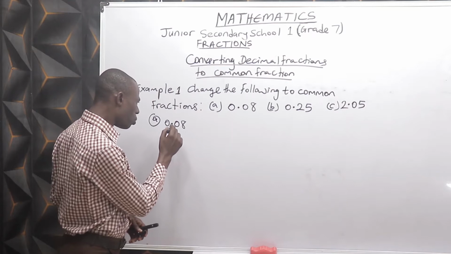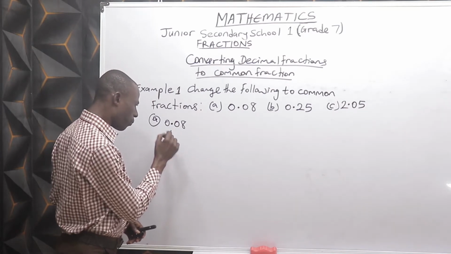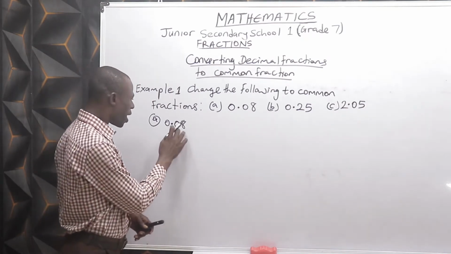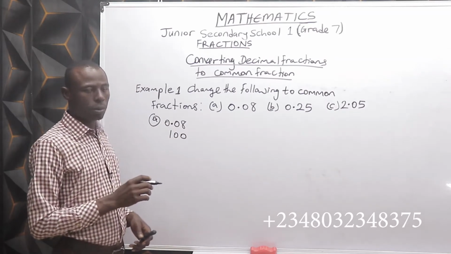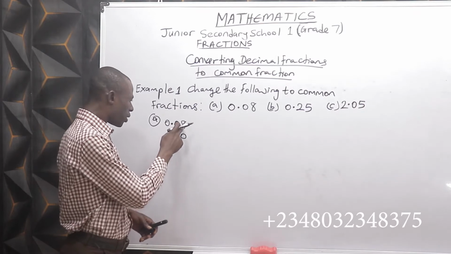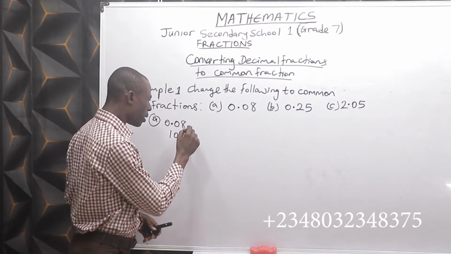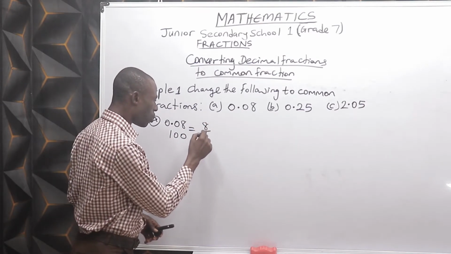Look at what I want to do. Under this decimal point, put figure 1. Under every other digit here, put figure 0. Under this 0, put 0. Under this 8, put 0. So this is like we are writing 8 over 100.